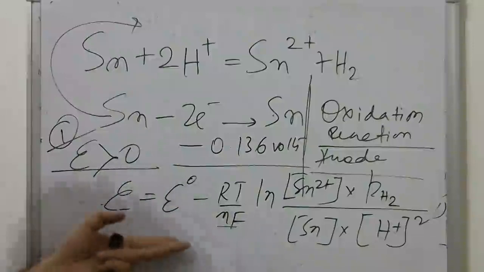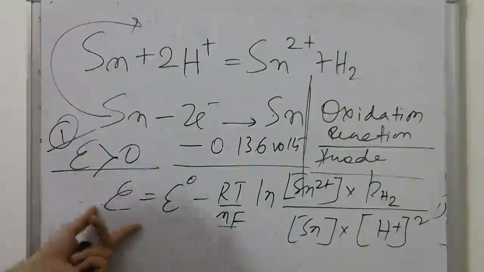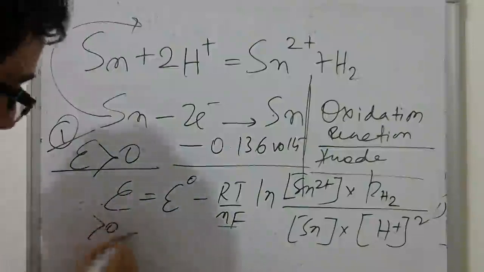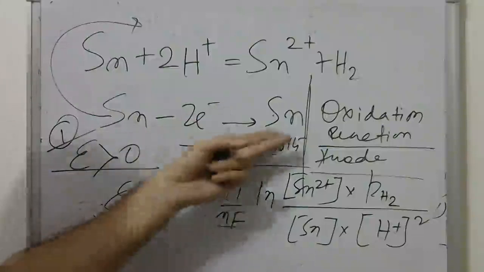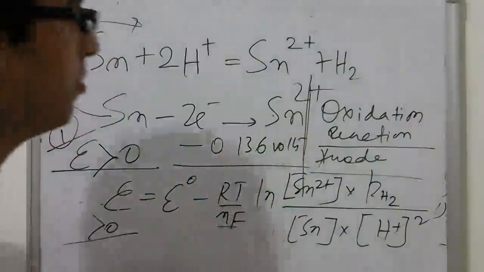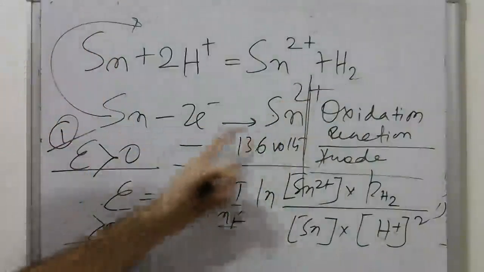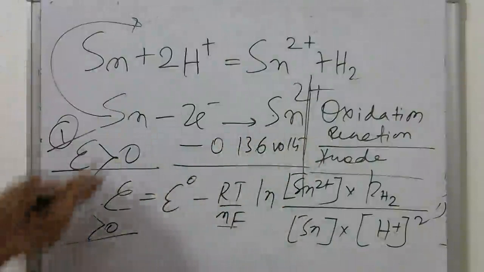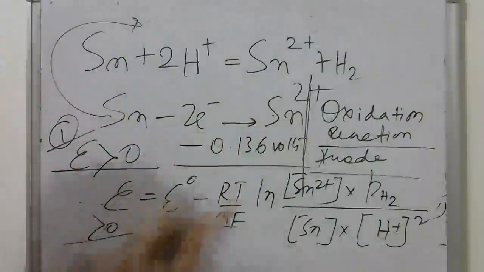So what are the unknowns here? You need to find the EMF of the cell. If the EMF of the cell is greater than 0, yes, this reduction, sorry, this oxidation will take place. I'm making this mistake again and again. This oxidation will take place. Yes, E is greater than 0, so this oxidation reaction takes place.